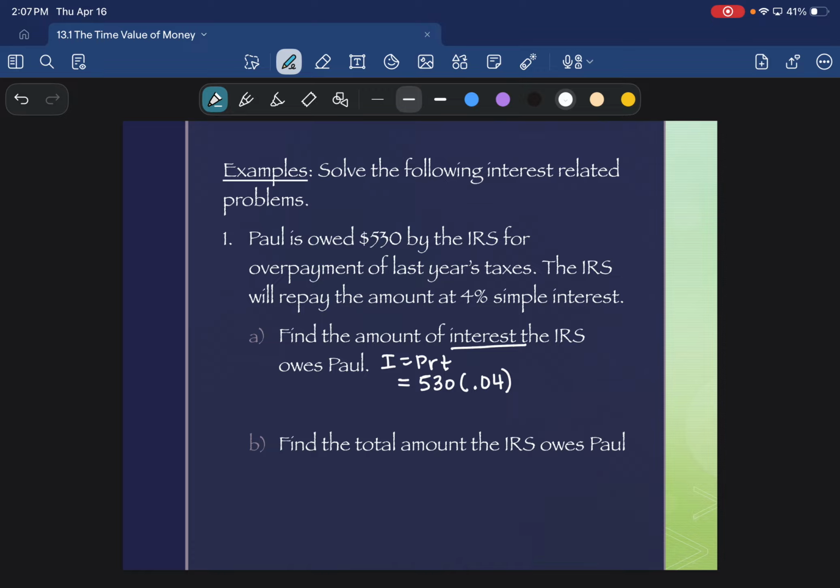I have to read between the lines just a little bit on time. What is the T value, the time in this problem? 12 months or a year. A year, yeah. So it says last year's taxes, so it would be 1 year. We'd put in a 1 for that.